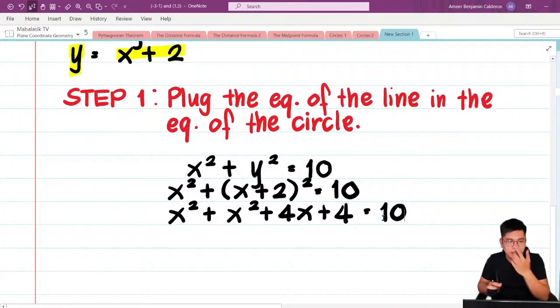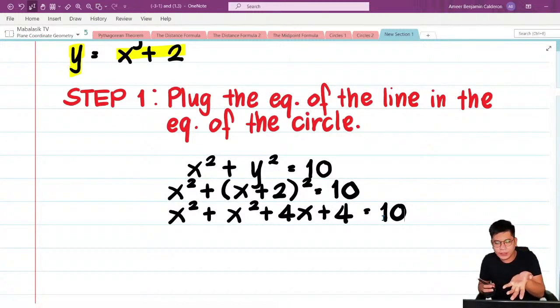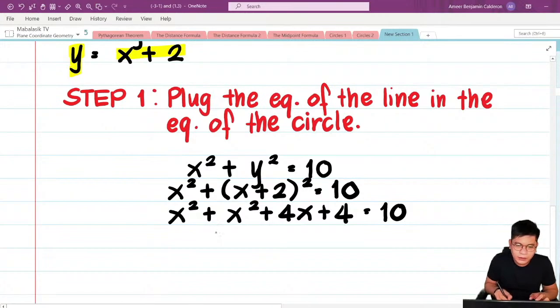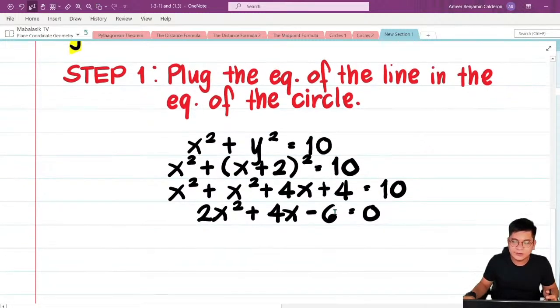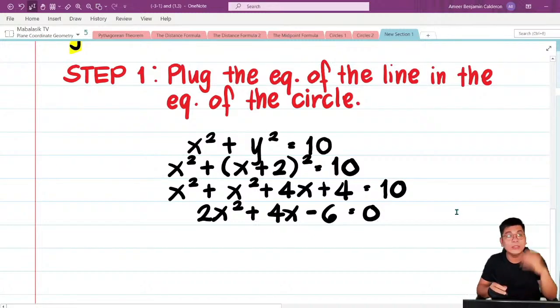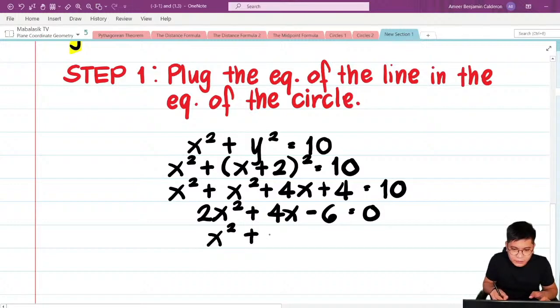You combine like terms and we can form, actually we can form what you call this? Quadratic equation. So we have here 2x squared plus 4x minus 6 is equal to 0. Minus 6, right? Because this is a plus 4 and then we transpose the positive 10 to the other side. That's a negative 10. So that's 4 minus 10. That's a negative 6. As you can see, all terms are divisible by 2. So we will do that so the equation is smaller. So we have x squared plus 2x minus 3 is equal to 0.